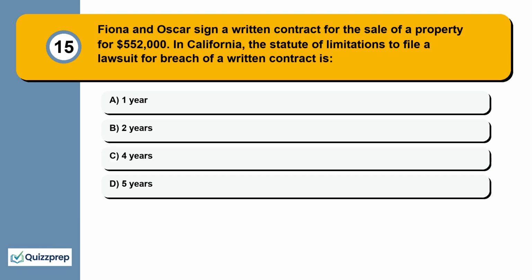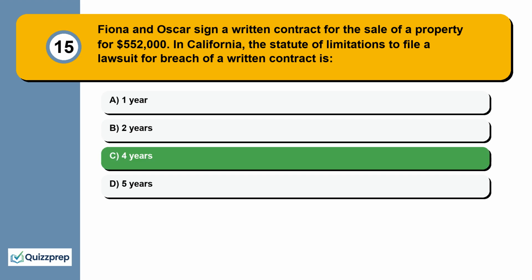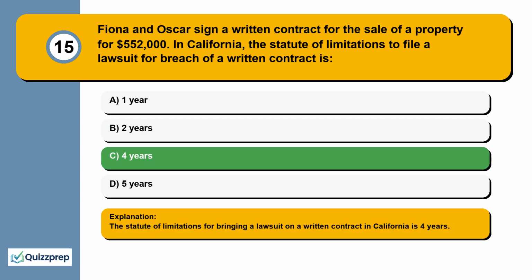Question 15. Fiona and Oscar sign a written contract for the sale of a property for $552,000. In California, the statute of limitations to file a lawsuit for breach of a written contract is 1 year, 2 years, 4 years, 5 years. The statute of limitations for bringing a lawsuit on a written contract in California is 4 years.